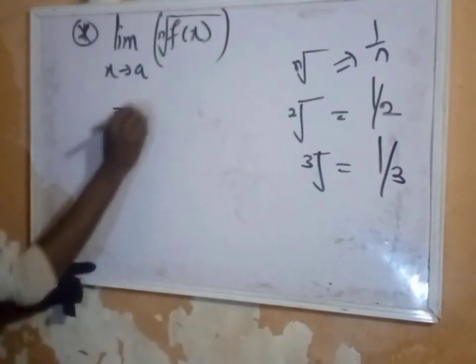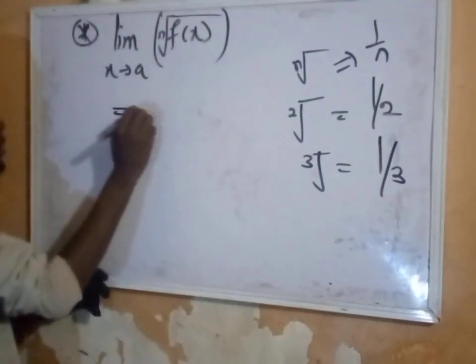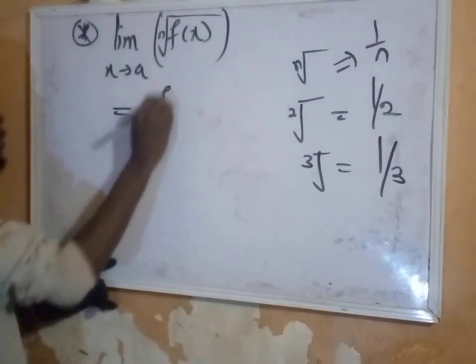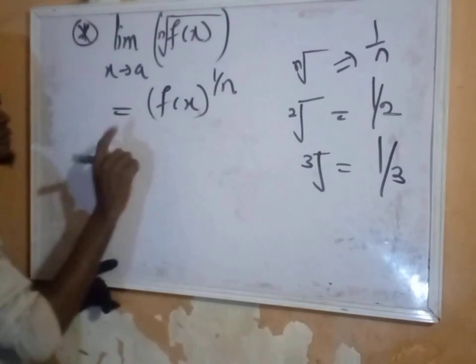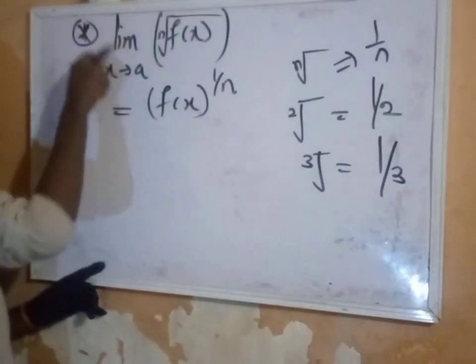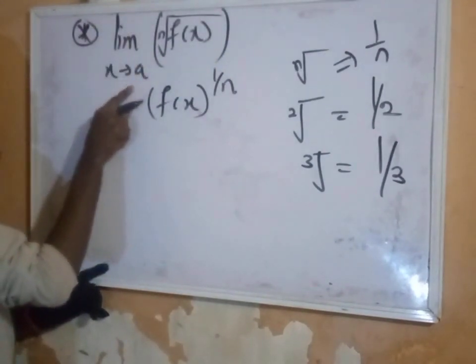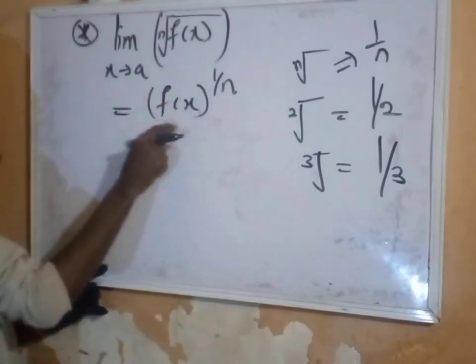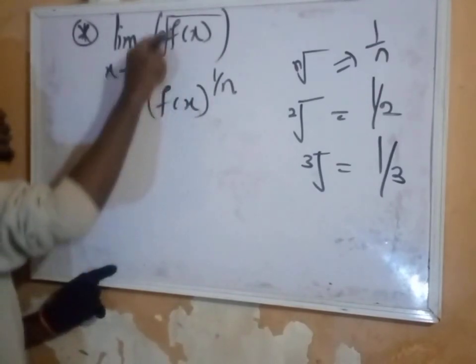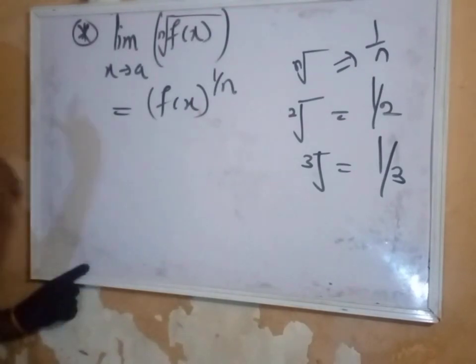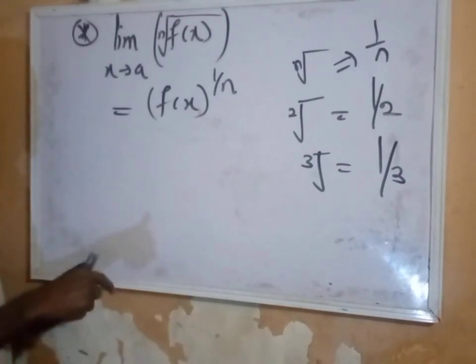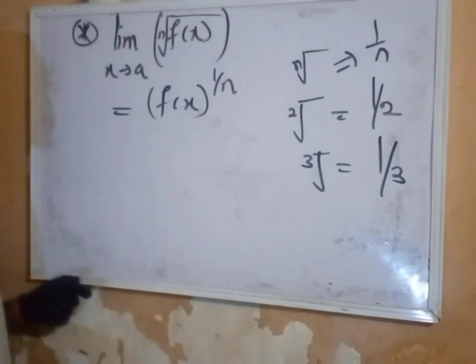So whenever we are given this particular limit, you limit f of x raised to the power of 1 divided by n as x approaches this particular value. Which means whenever you have the function of x here, you replace f with this one, then you let this one be raised to the power, if you wish. So let's see how 'if you wish' comes in.